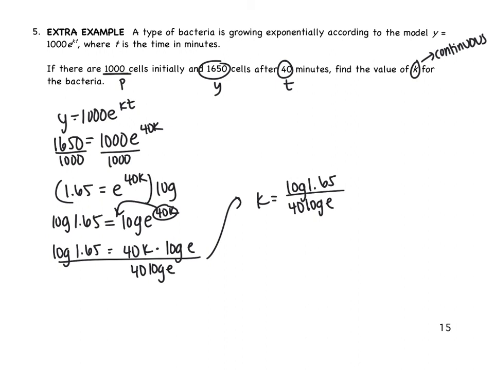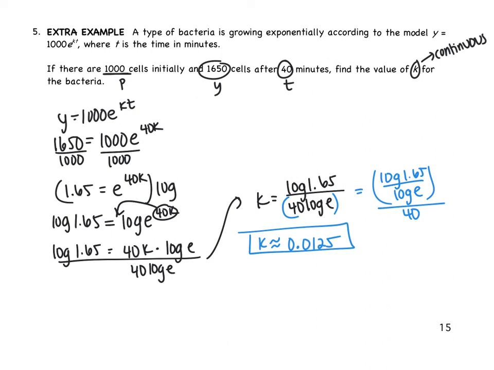This is the one that we got to be really careful about. In the calculator, it has to be in parentheses. What you could also do is you could do log of 1.65 divided by log of e, and then whatever you get, you could divide by 40. That will work as well. But we have to make sure we divide by both log of e and 40. When we do, we should get k to be about 0.0125.